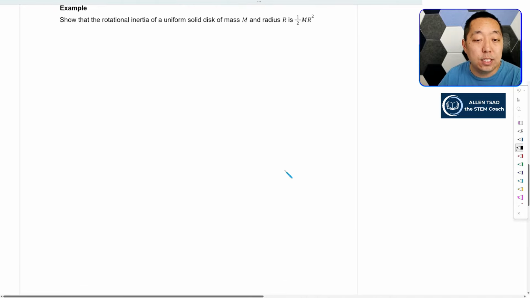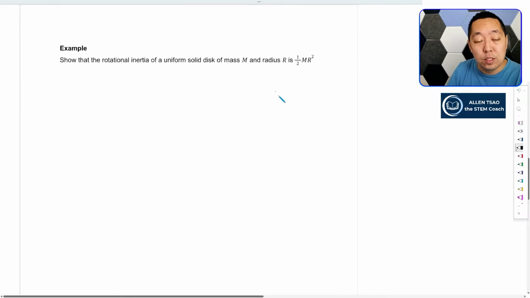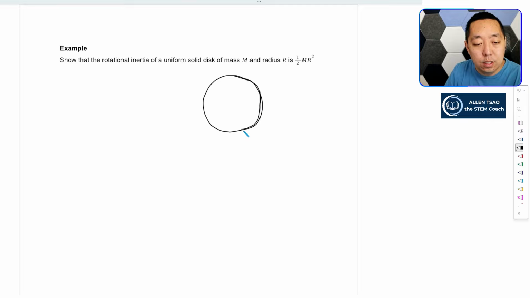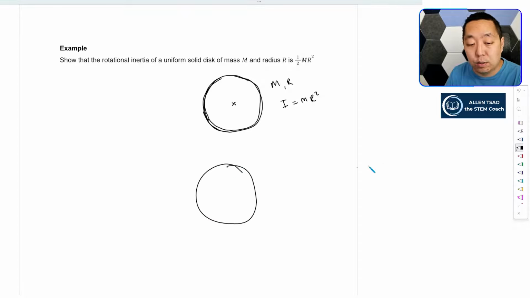What happens with a solid disk? For a ring, this should be more obvious. A ring of mass m and radius r has a rotational inertia of mr squared around the center of mass. But now we want to talk about a solid disk, something solid that we want to rotate around the central axis.